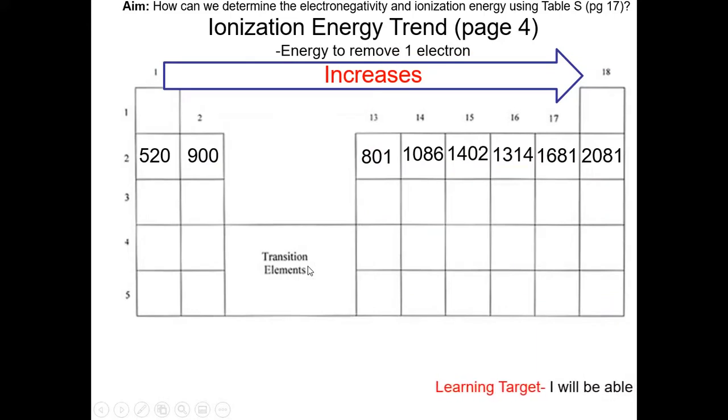Now I want you to use Table S and look up the ionization energy for each element in group 1. Pause the video and resume once you've completed this. Okay, so here are the answers.